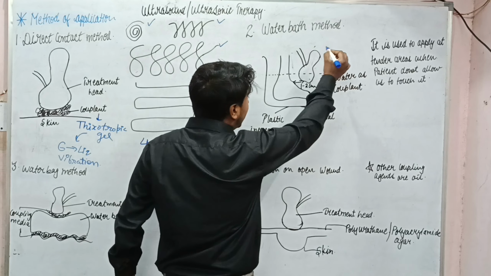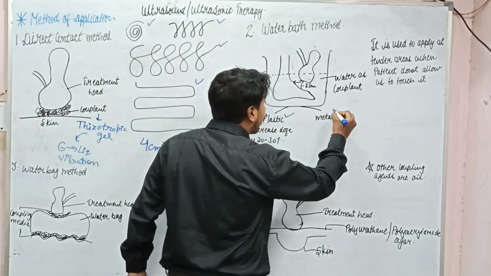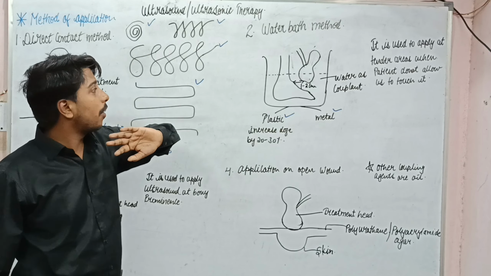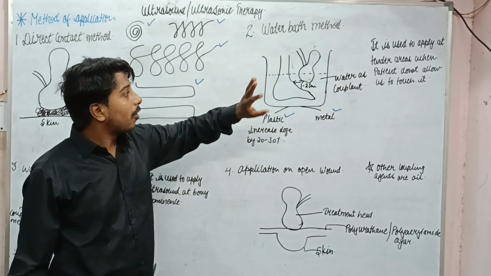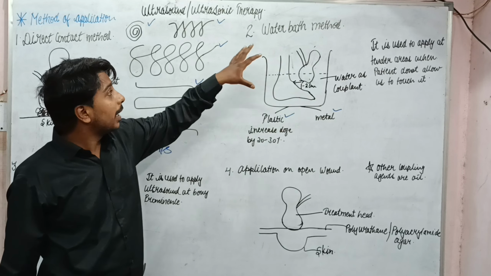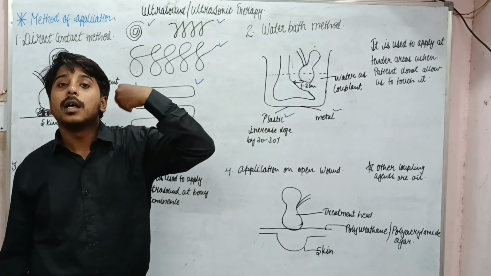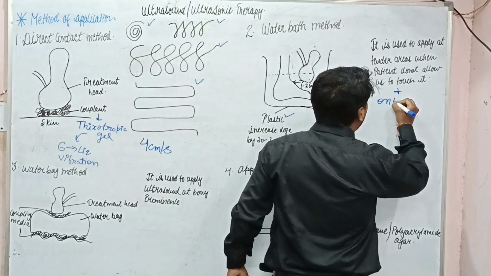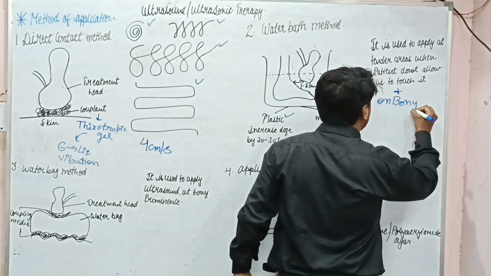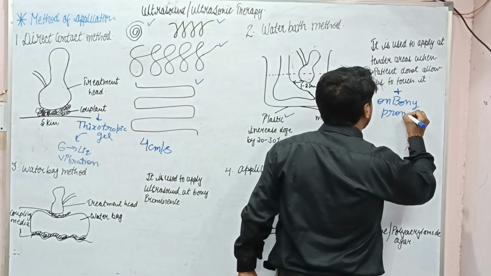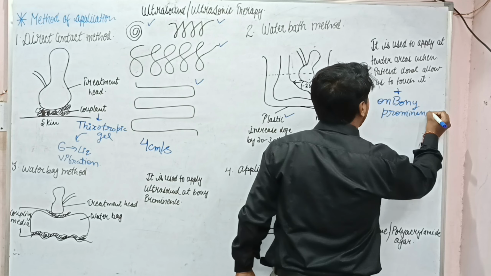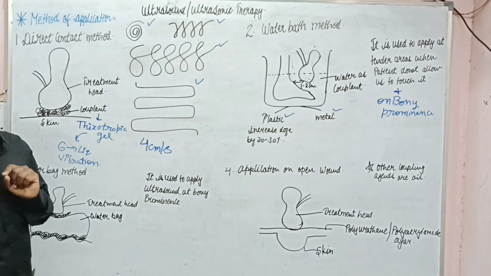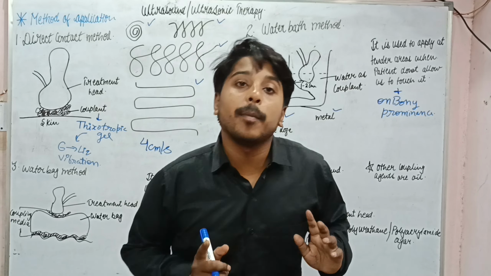We will take a basin, which can be either plastic or metal, filled with water. For example, for the application on the feet. Another important place where we use this method is on the bony prominences. Okay, see the next application, which is the water bag application, that is also used at bony prominences.